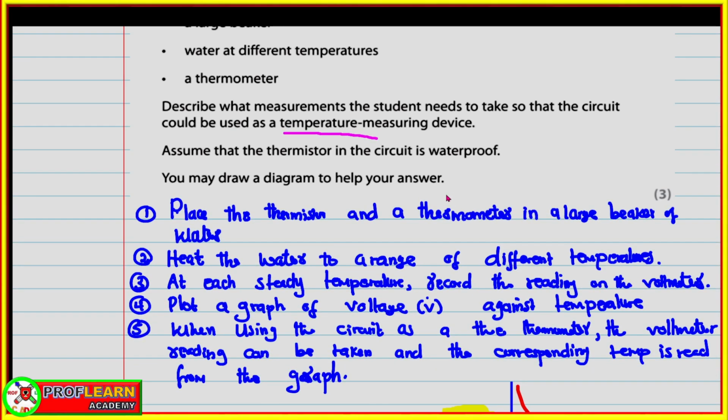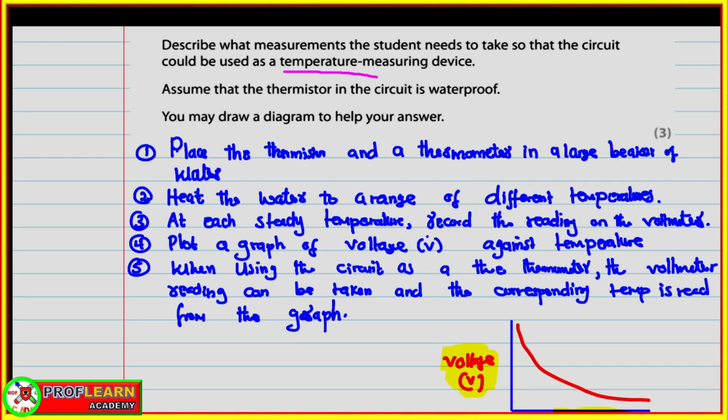So I responded in this particular question by saying: place the thermistor and the thermometer in a large beaker of water. Heat the water to a range of different temperatures. Every time you heat the water to a steady temperature, you take the voltmeter reading. So you are going to have around 6 sets of temperature reading and voltmeter reading, and then you plot a graph of voltage against temperature.